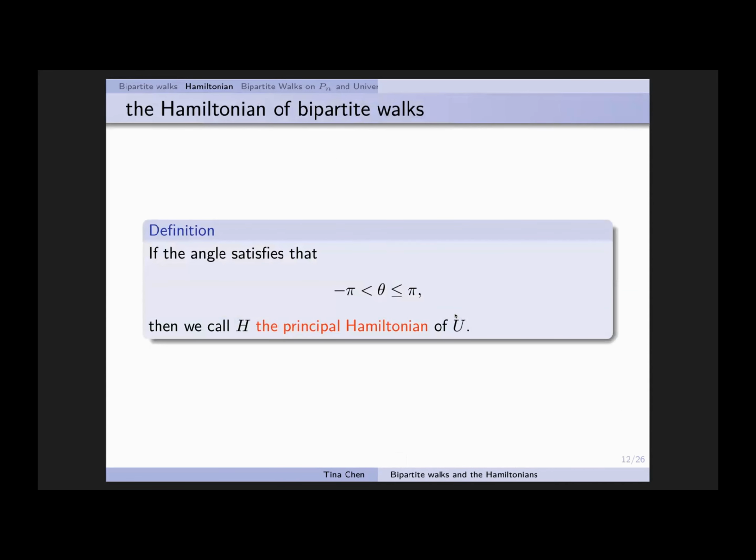So if we restrict the angles to be between minus pi and pi, then we call the resulting Hamiltonian the principal Hamiltonian of U. And for our bipartite walk, we use this principal Hamiltonian of U to be the Hamiltonian of U.